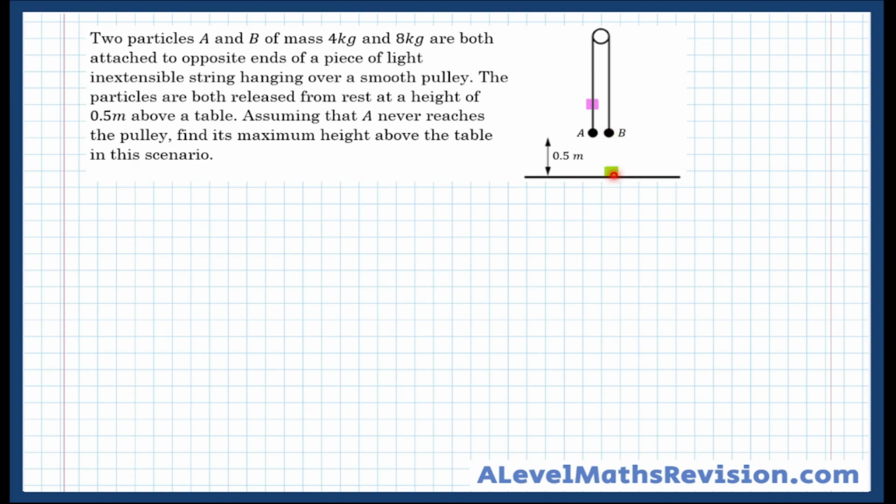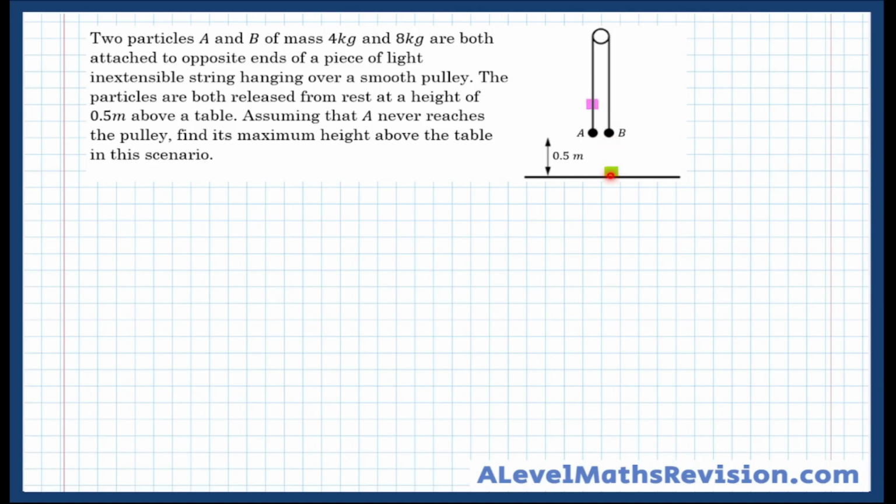However, when B hits the table, particle A is going to have been moving up, and it'll still have some velocity. So as soon as B hits the ground, A will still be moving up, but by this point the string will loosen, meaning that A is no longer moving under the tension, it's in free fall. So A will be moving upwards for a little bit, reach its maximum height, then start coming back down again.